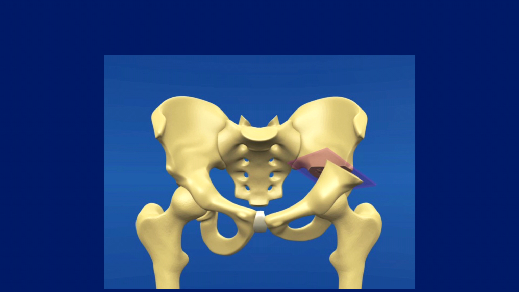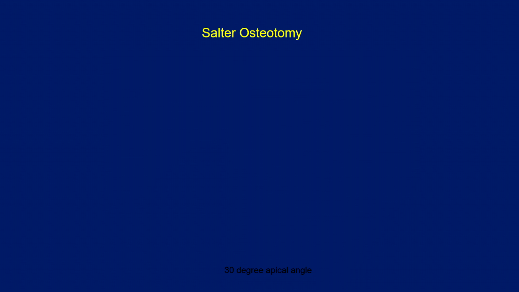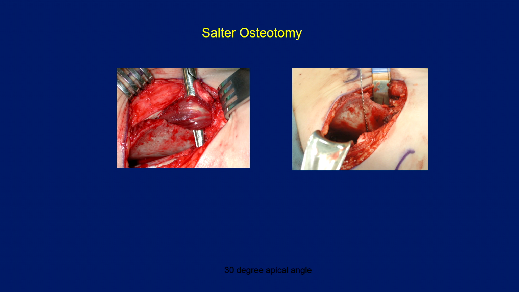Where does it hinge? It hinges here on the symphysis pubis. So after the age of adolescence, in theory, you cannot do a Salter osteotomy. So again, you cover anterior and lateral, but with this maneuver, you uncover posteriorly. Therefore, not indicated in neuromuscular patients. So that's quickly the Salter osteotomy.